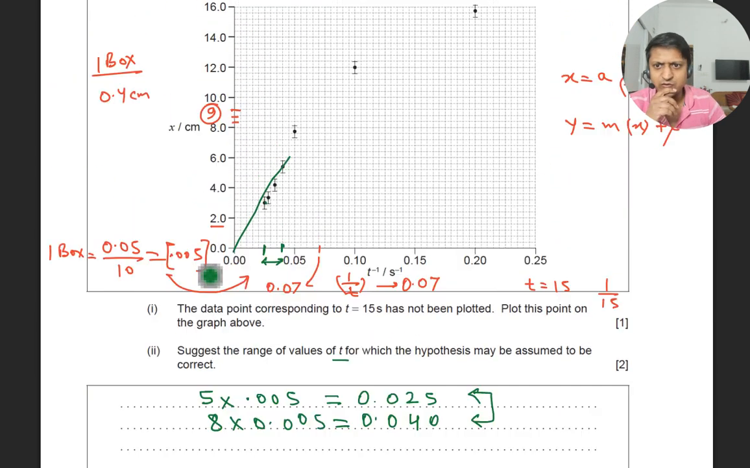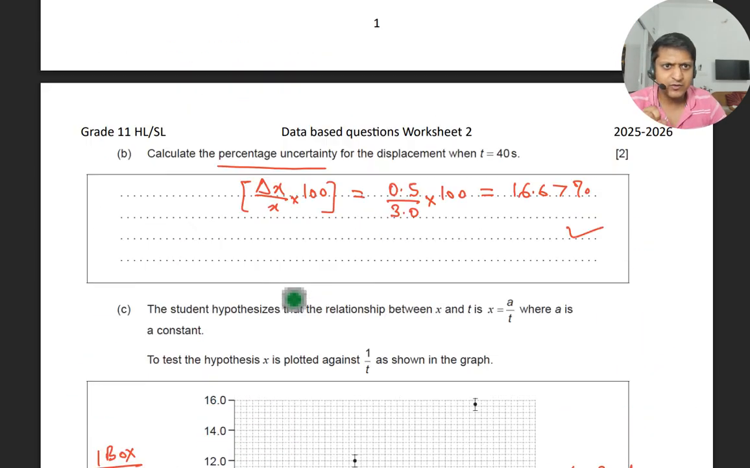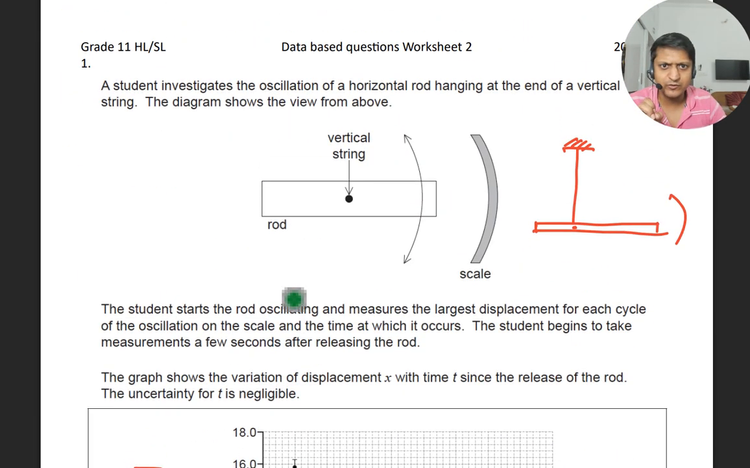So this is how we have to solve. So I hope this question is now understood by everyone.